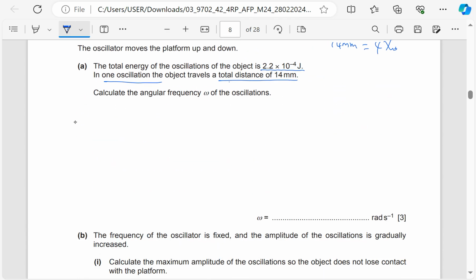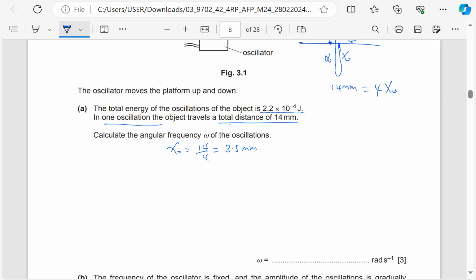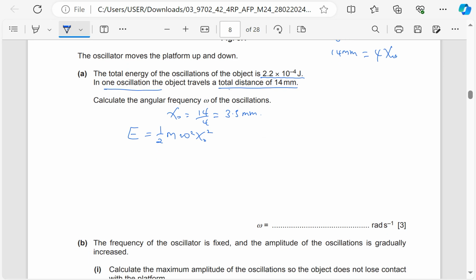So it means the amplitude x naught is going to be 14 divided by 4, which is, I think, 3.5 millimeters. Okay. So we know that energy is equal to a half m omega squared times x naught squared. So the energy is given as 2.2 times 10 to the power of minus 4, which is going to be equal to a half times the mass, which was given as 24 grams.